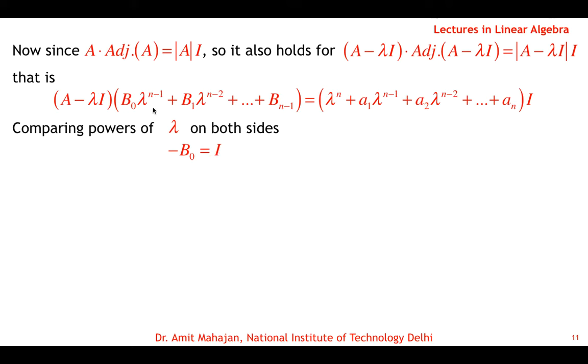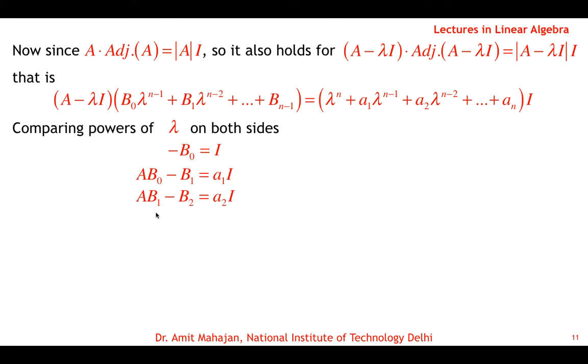Similarly, if you calculate the coefficient of lambda power n minus 1, that will come when this A will be multiplied to this, so A times B naught, and this second term multiplied to second term, so minus of B1, that will also give lambda power n minus 1, okay, because lambda will be multiplied here. So the coefficient of lambda power n minus 1 will be A B naught minus B1, and on the right hand side it is a1 times I, okay. So this must be equal, A B naught minus B1 equals a1 I. Similarly, the coefficient of lambda power n minus 2, you will get A B1 minus B2 is equal to a2 I, okay.